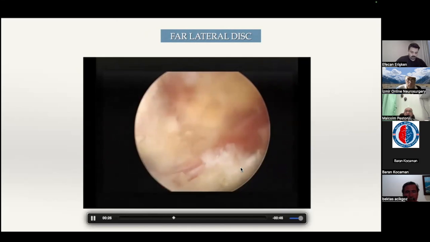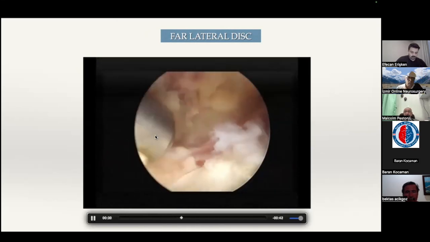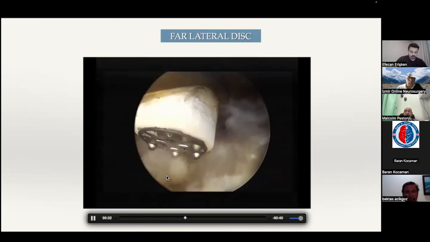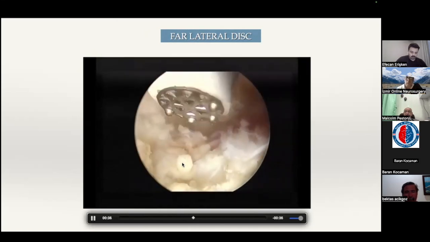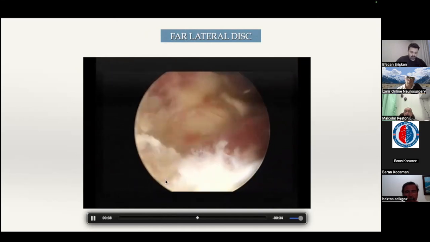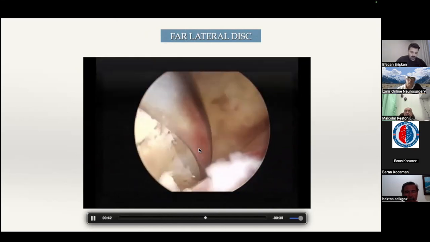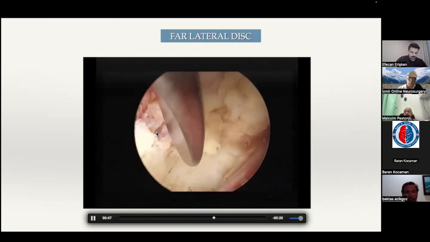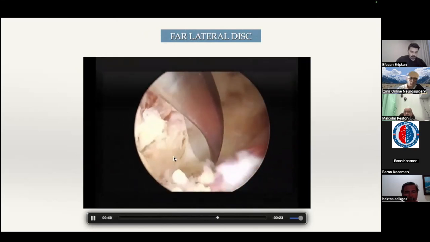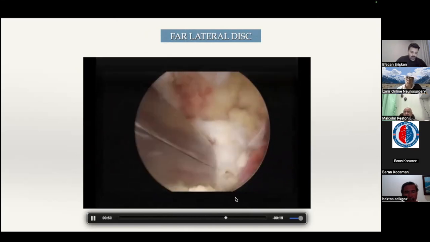From there, you can go by the side of the superior articular process. See, I'm going outside the superior articular process. I'm tracing this nerve. Can you see this vessel on the nerve root? This is the artery to the nerve root. And that is the disc surface below. We are probing it. It's a far lateral disc outside the superior articular process margin. And then we go ahead and do a discectomy over there.